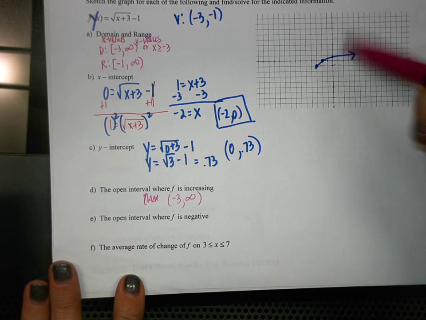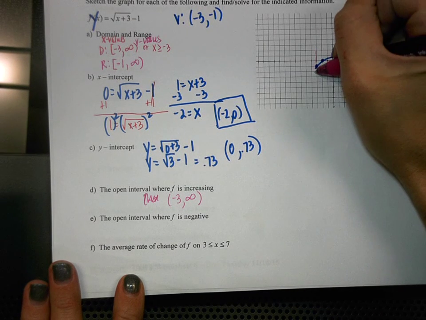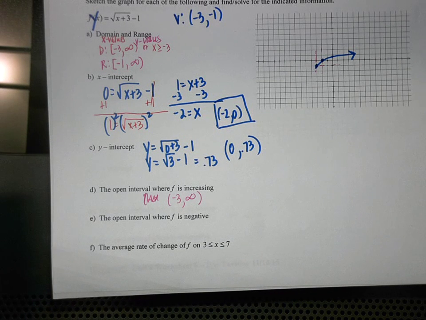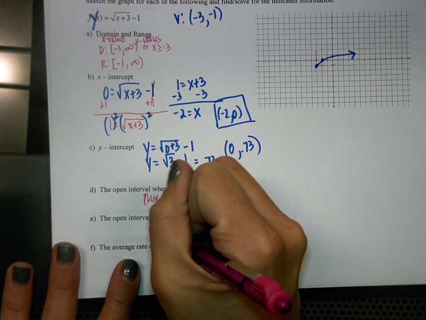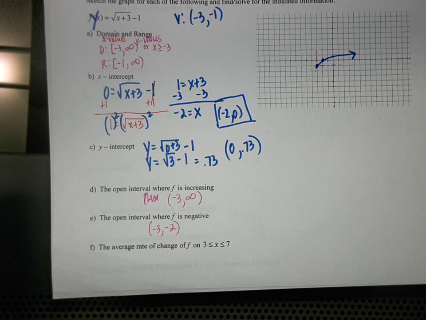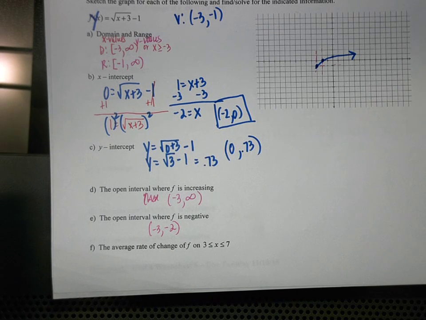Do you see from here to here how it is below the x-axis? So that is where the function is negative. So what are those values? Yes, -3, -2. Why'd you put -3 first? Oh, because smallest to largest. Okay. Yes. Good question.